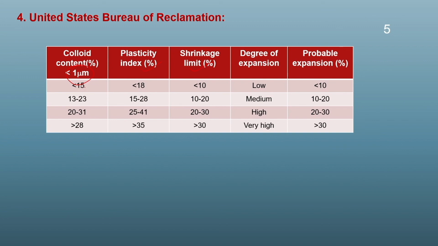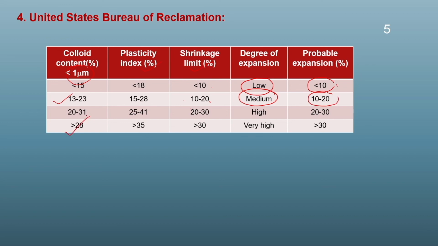If the colloid content is less than 15% or plasticity index is less than 18%, shrinkage limit is less than 10%, the degree of expansion of the soil will be low and the probable swelling potential which we can get will be less than 10%. At the same time, if the clay content is between 13 to 23, plasticity index between 15 to 28, shrinkage limit is between 10 to 20, the degree of expansion of the soil will be medium and the expected expansion of the soil will be 10 to 20%.